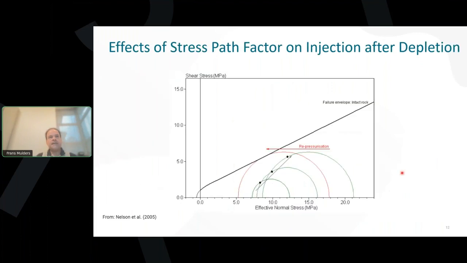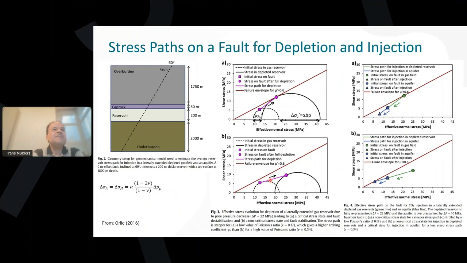Now, in those early days, there was always the unclearness. If you inject, how will the stress path factor actually move? Will my Mohr circle move to the left, or will I actually reduce in size? That's 5 minutes, Frans. Yes, I thought so. You were warning me, so I will speed up a little bit, not to worry.